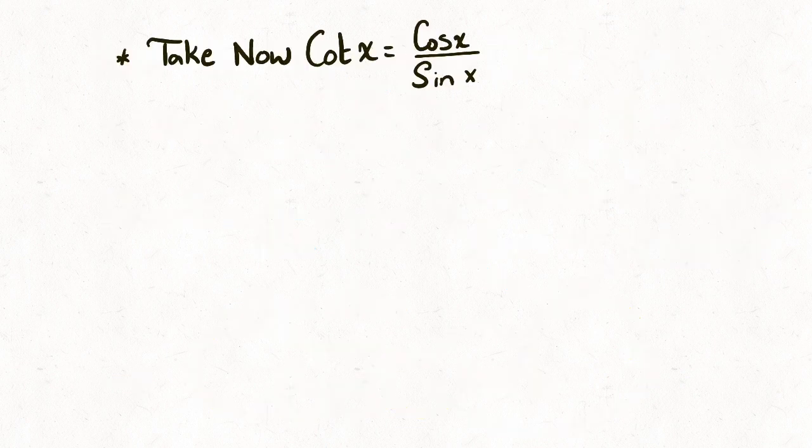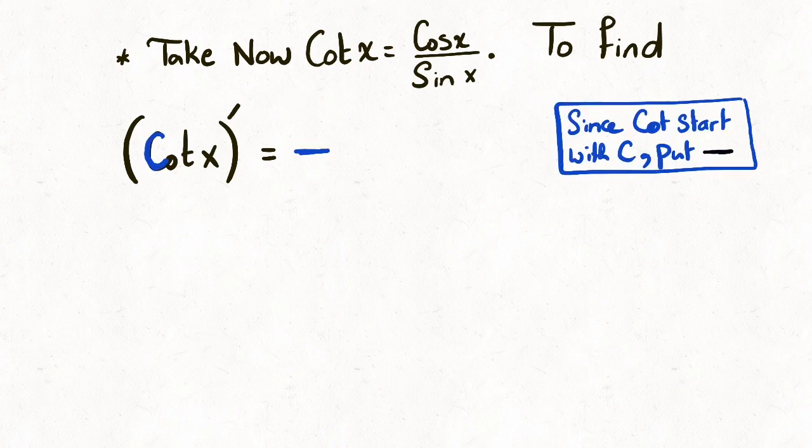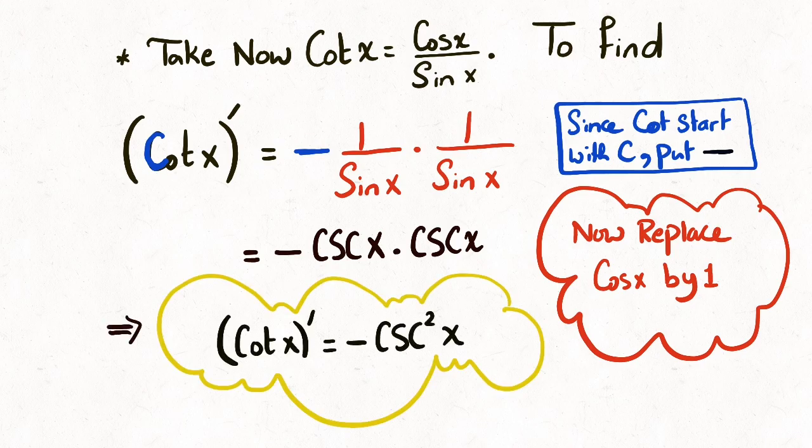Now you can apply the same concept to the derivative of cotan. First of all, cotan starts with the letter C, thus we keep in mind the derivative should have a minus sign. Secondly, cotan is basically cosine over sine. Thus you will replace cosine by 1, and it's going to be 1 over sine x times 1 over sine x, which is minus cosecant x times cosecant x. You end up having cotan prime x as minus cosecant square x.